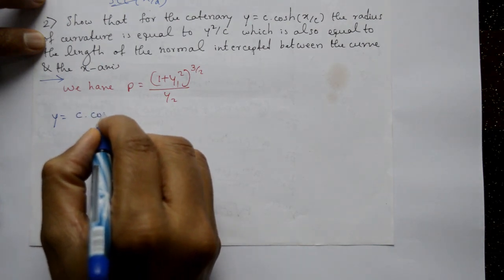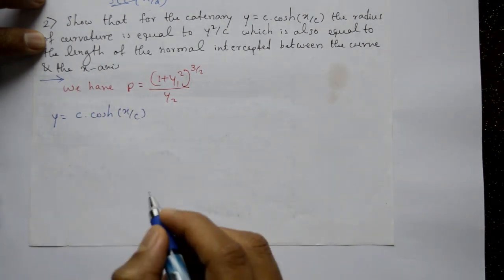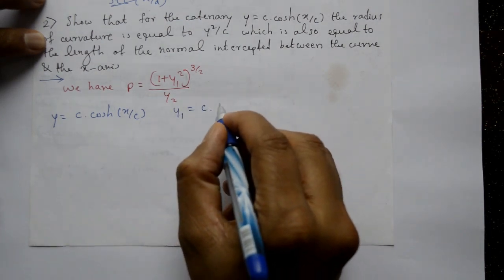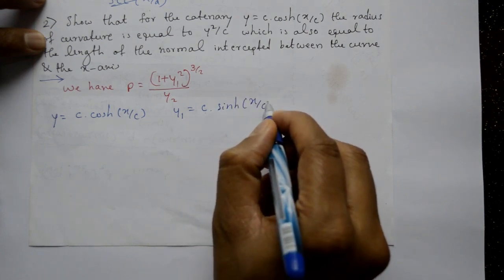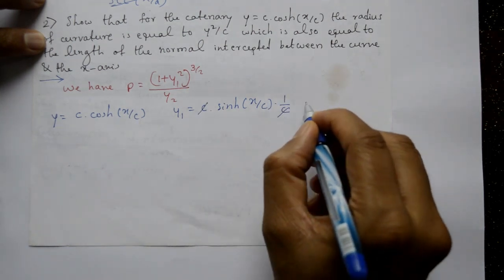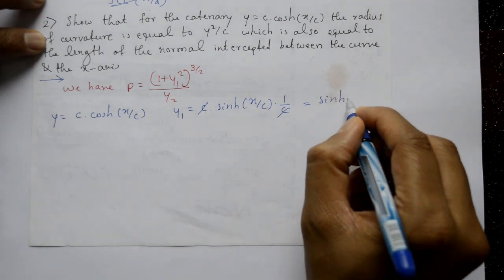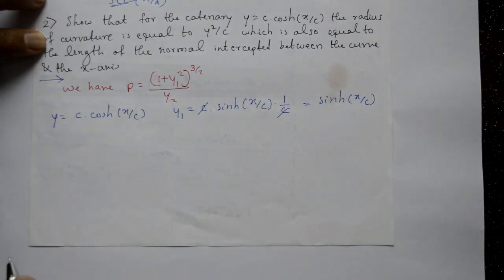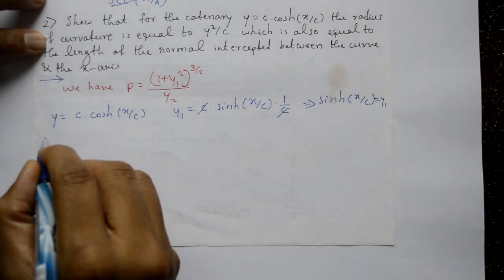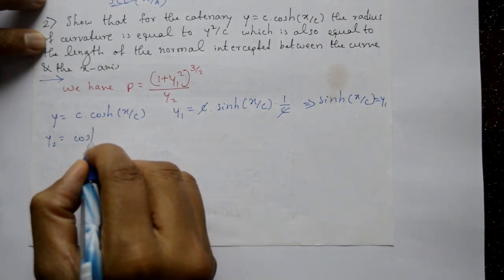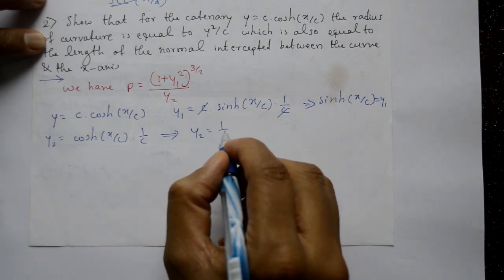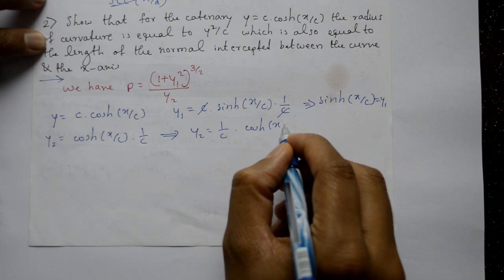Now given y = c cosh(x/c). Now differentiate this one. y1 is equal to, c is a constant, the differentiation of cosh is sinh, this is the hyperbolic function sinh(x/c), again the derivative of x/c is 1/c, c cancels, and this is equal to sinh(x/c). This is y1. Once again differentiate y1: y2 = cosh(x/c) into 1/c, so y2 = (1/c) cosh(x/c).